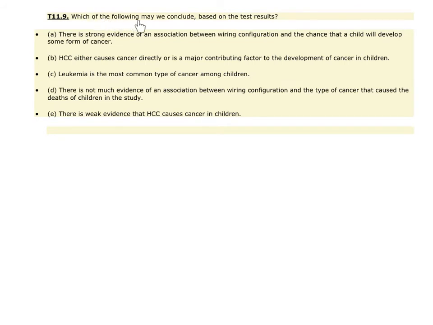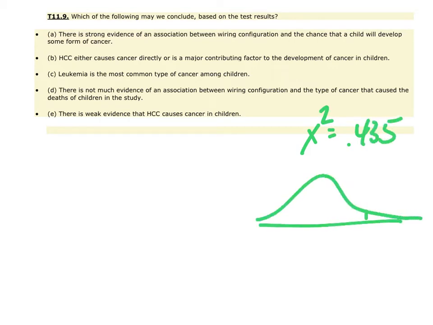Question 9, which of the following may we conclude based on the test results? If you look back at the table, we saw that the chi-square value was 0.435. So again, remember the distribution of chi-square is something like this. They want us to find this value, or the probability of this happening.